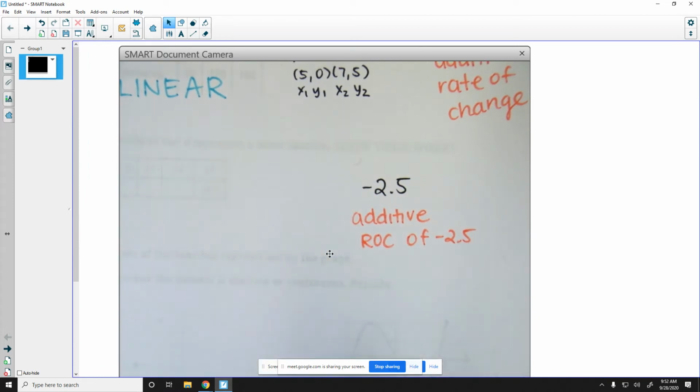So that's all I wanted to clarify. Slope is the same thing as saying rate of change. And rate of change can also just be saying, what is your additive rate of change?